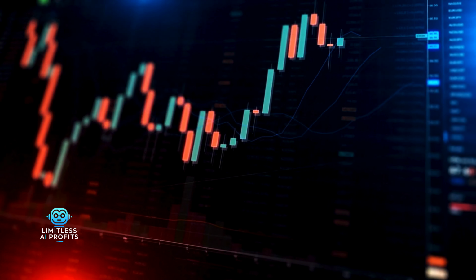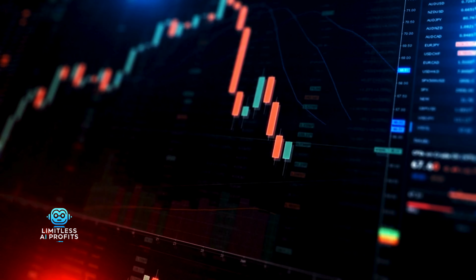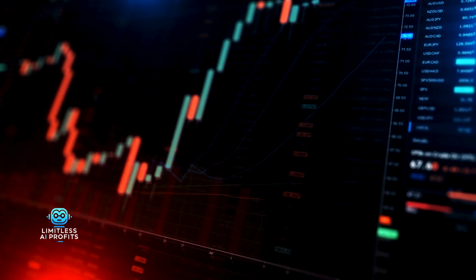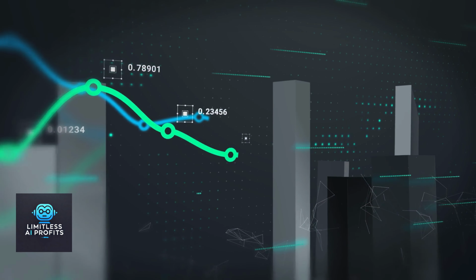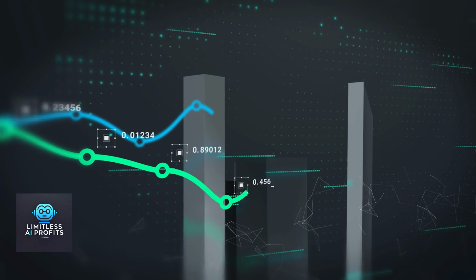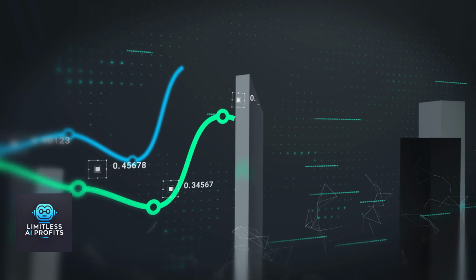Okay, that's smart. Step three, start with paper trading. It's a way to simulate trading without actually putting any capital at risk. Build that confidence. Exactly. And then finally, commit to continuous learning. Keep learning about both AI and trading. The market is always changing, so you have to stay ahead of the curve.